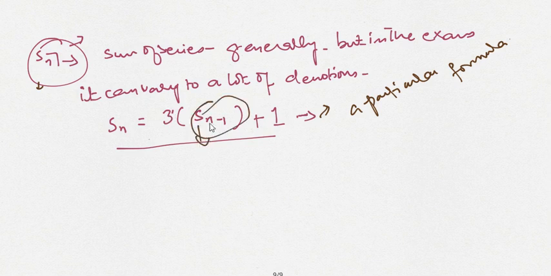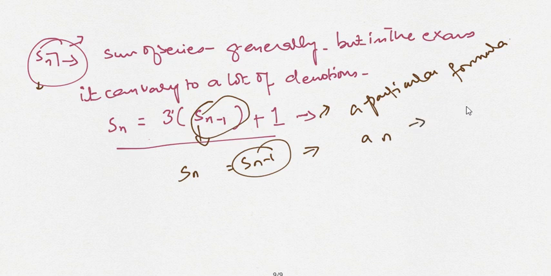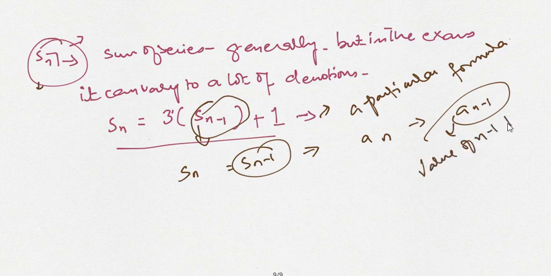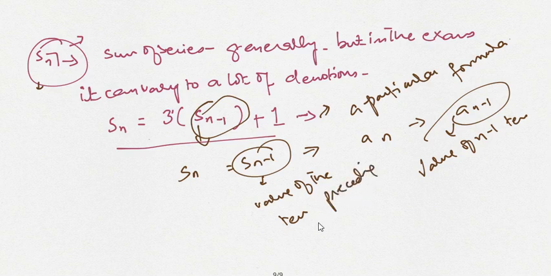Now this Sn minus 1, what does it represent? If I say Sn in terms of Sn minus 1, it means an in terms of an minus 1. So it means that an minus 1 is the value of the n minus 1 term. Similarly, Sn minus 1 over here in this formula is the value of the term preceding the nth term. So n minus 1 basically is the value of the previous term.